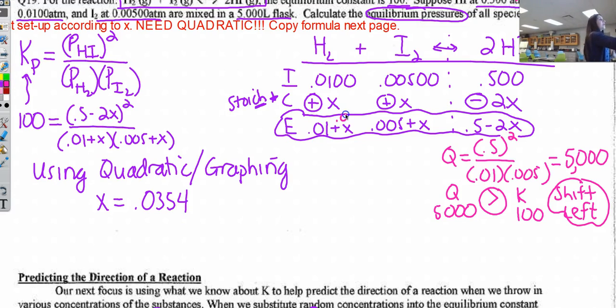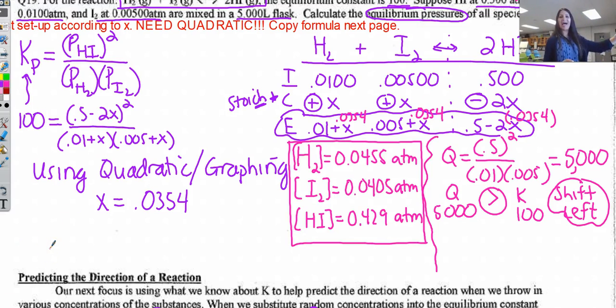So this is 0.0354, 0.0354, and 0.0354 for x. Let's go ahead and plug these in and figure out what our equilibrium concentrations would be for each one. Hopefully you got the same answers that I did when you plugged it in, 0.01 plus x, and that your units are in atmospheres because this is pressure.